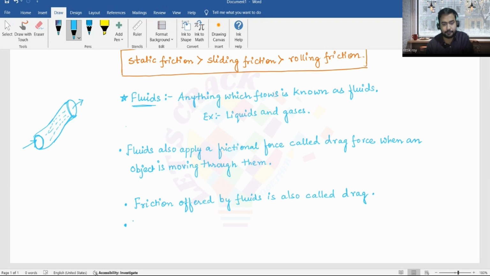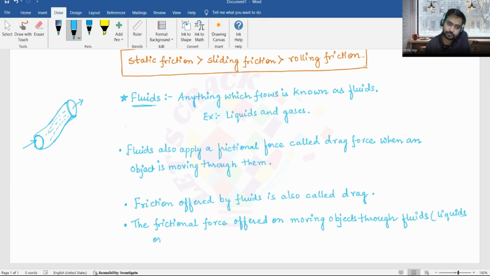The next thing that comes up is the frictional force offered on moving objects through fluids, that is liquids or gases, is known as fluid friction.